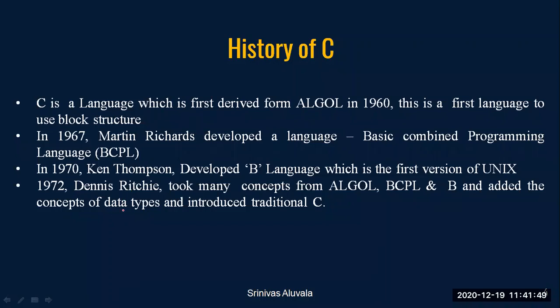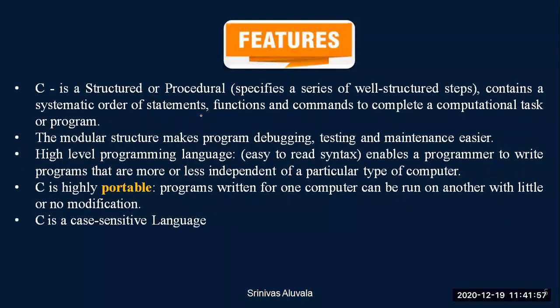You need to understand that ALGOL, BCPL, and B were not languages which included the data types feature. And coming to more about the features of the C language, it is a procedural or structured language. As I showed you, it can move in a sequence, or it can go on a selection basis. It can go even on a repetition basis.